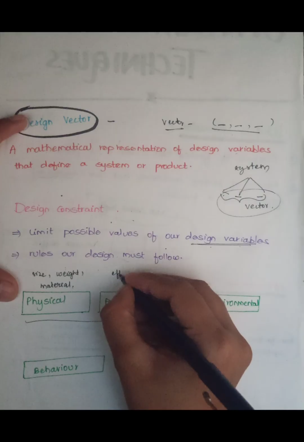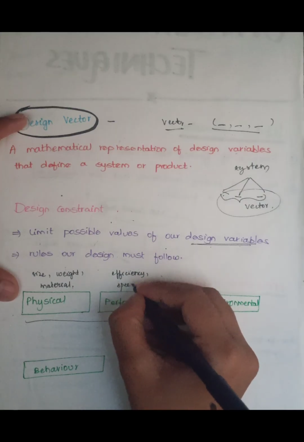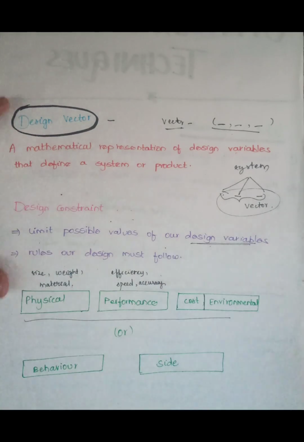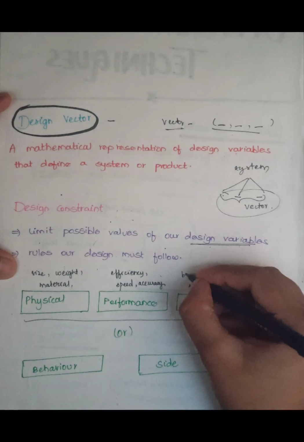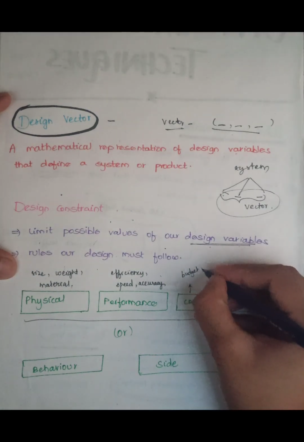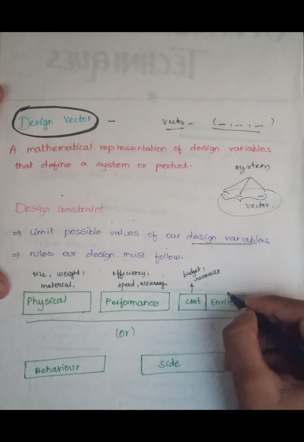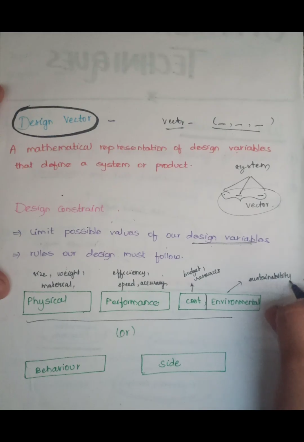For example, efficiency, speed and accuracy. And cost constraints, as we all know, mean that the problem must be solved within a certain budget or within certain resources. These come under cost constraints. And environmental constraints can be defined as sustainability constraints, etc.